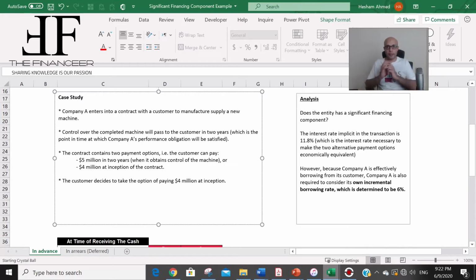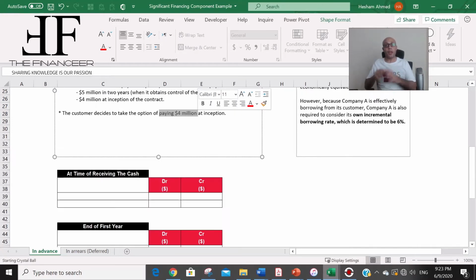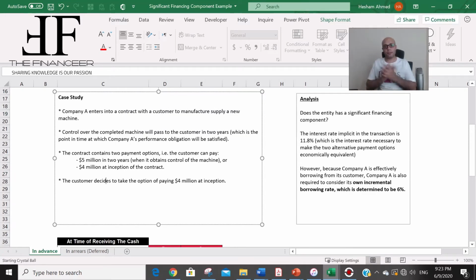So let's understand the second option together. Second option means that the customer is going to pay today $4 million. But the product will be delivered to the customer after 2 years. So effectively, the customer is paying in advance for these products. Okay, so the customer decides to take the option of payment of $4 million at the inception of the contract. So the customer decided to select option number 2 in the payment. Okay, let's analyze the case.